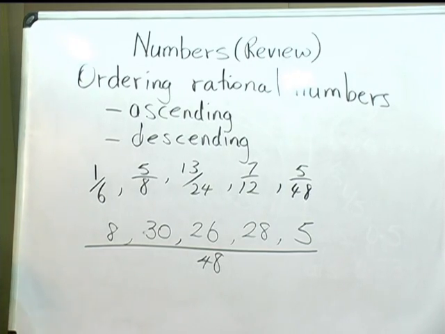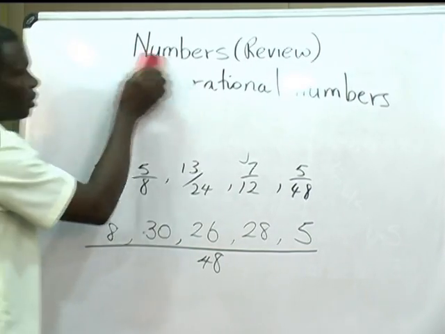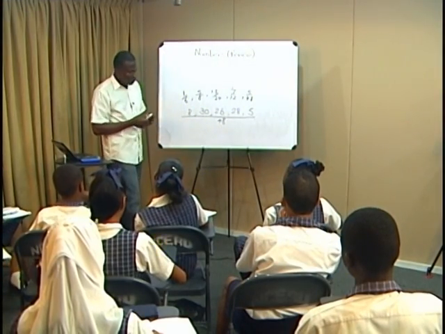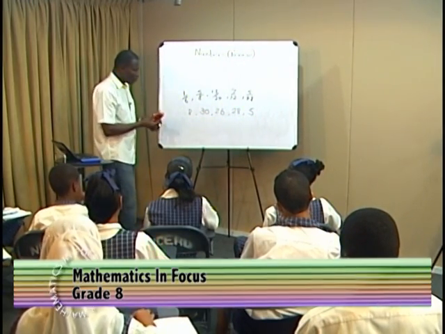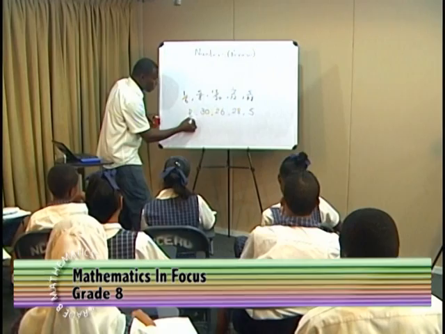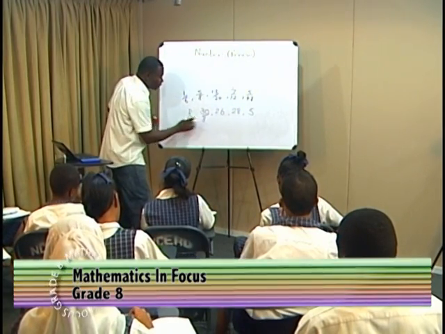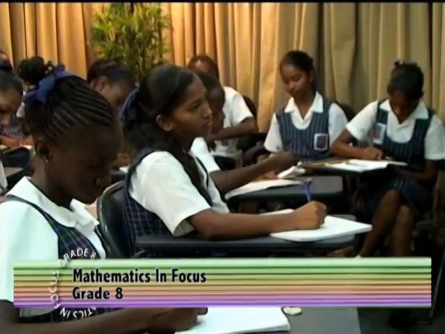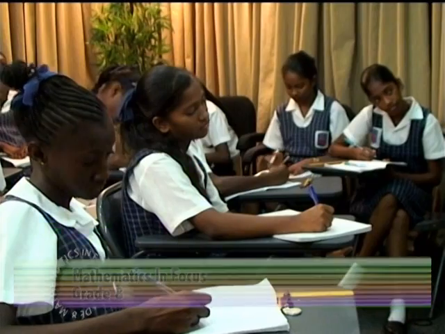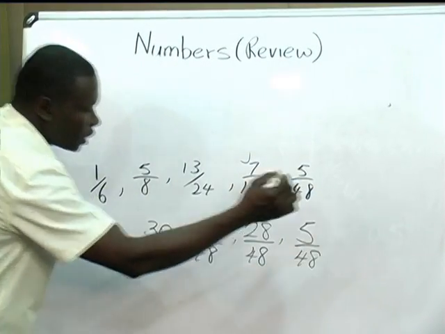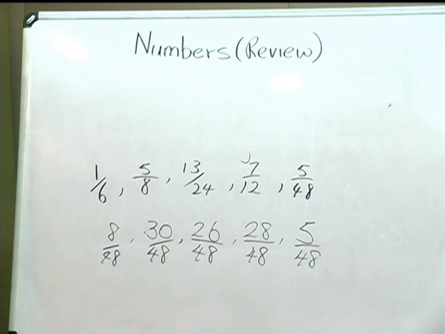So what we do next, we can then rewrite these numbers in terms of the denominator 48. So what we have here is 8 over 48. Then we have 30 upon 48, 26 upon 48, 28 upon 48, and 5 upon 48. So we rewrite all of these now as that number divided by 48.